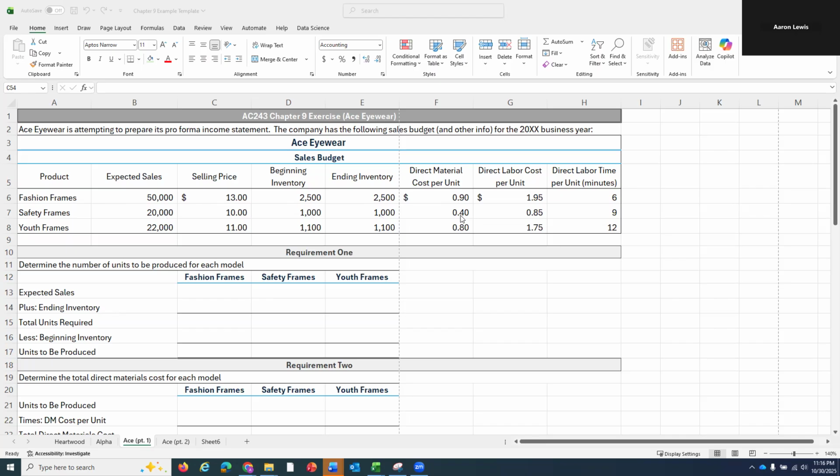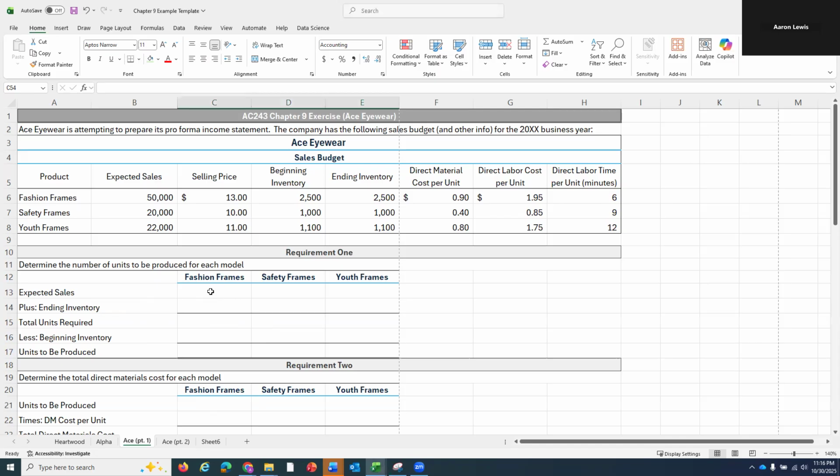We also have information about the inputs that go into the production of each respective fashion frame, safety frame, and youth frame. The direct material cost per unit is 90 cents for fashion frames, 40 cents for safety frames, 80 cents for youth frames. The labor cost per unit is $1.95, 85 cents, and $1.75 respectively. And it takes 6 minutes to make a fashion frame, 9 minutes to make a safety frame, and 12 minutes to make a youth frame. So let's go through from that information and figure out what our different production budget, direct materials budget, etc., would look like.